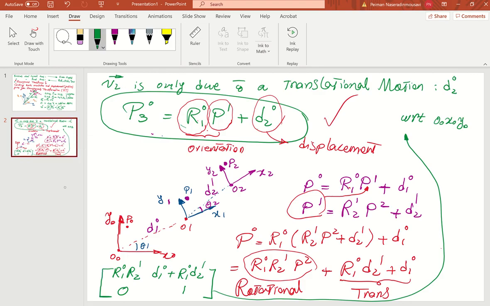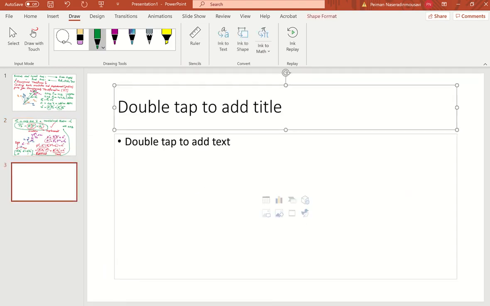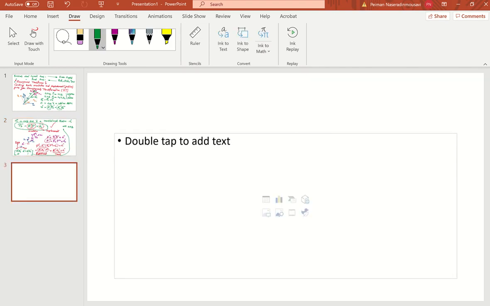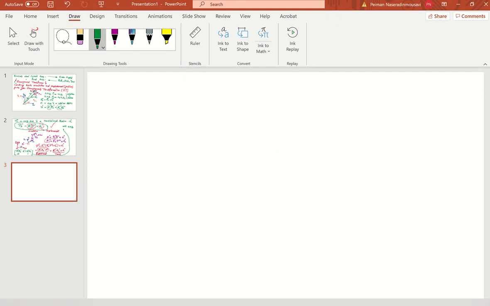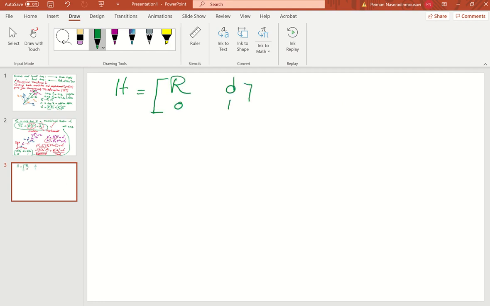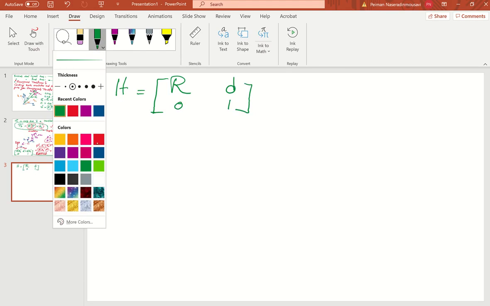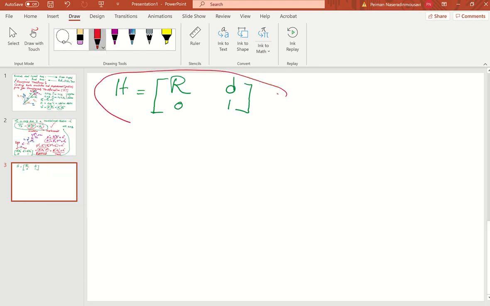So in today's lesson, we're going to call this the homogeneous transformation, or H. Generally speaking: rotation matrices, translational motions, zeros and 1. And this is super important, guys. This is what you have to know in robotics. This is the homogeneous transformation. Okay?